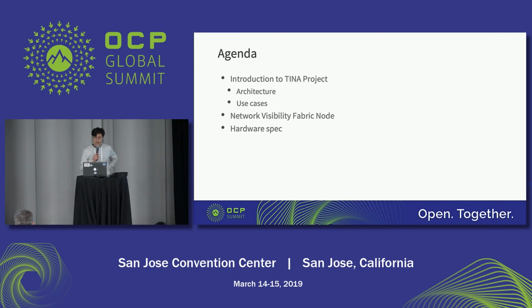My slides are organized into three parts. First I introduce the TINA project briefly, and in this section I cover the architecture and current use cases of TINA already deployed in our production network. Then next we will cover how we disaggregate the proprietary and multi-million-dollar hardware, the so-called network visibility fabric node. And finally, we cover the hardware spec of the network visibility fabric node used in TINA.